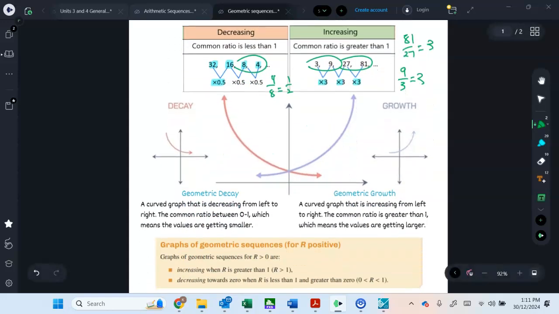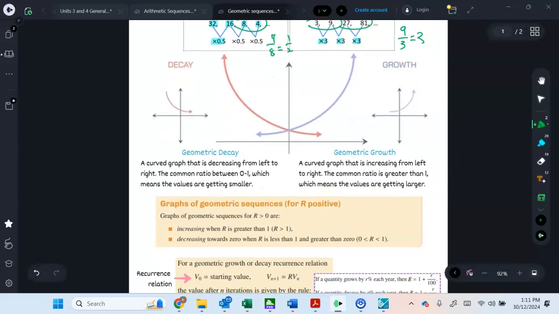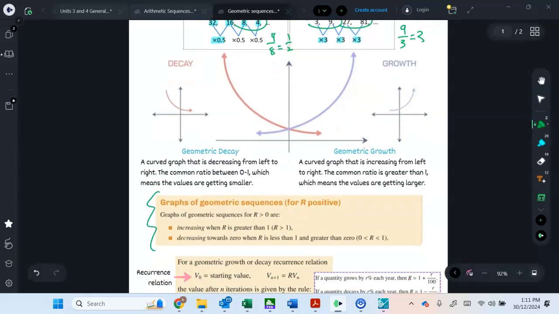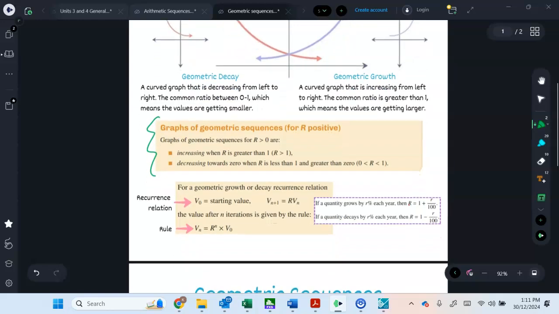Remembering the graphs are not linear this time. They're examples of an exponential graph. So they're curved. If your common ratio is greater than 1, it's growth. If it's between 0 and 1, then it's decay. And that's all written here. And then we've got our recurrence relations. So again, same deal as with arithmetic. You just need to know what your starting value is, or your initial value, which means the same thing, and your common ratio. And then here we've got our common ratio and our starting value.